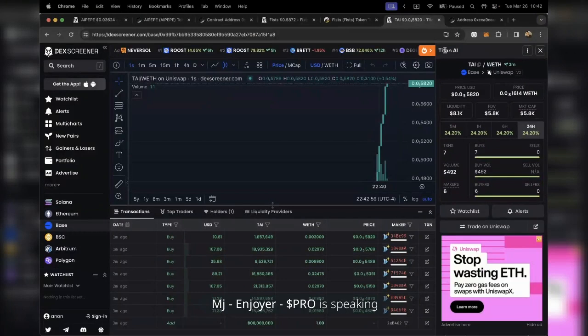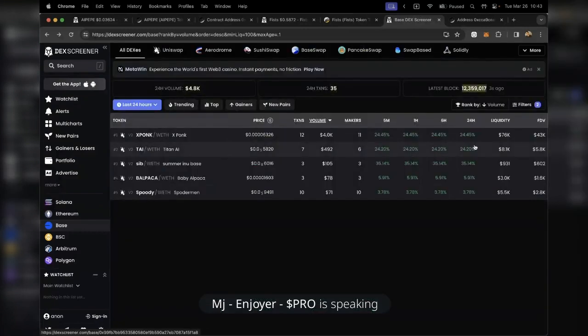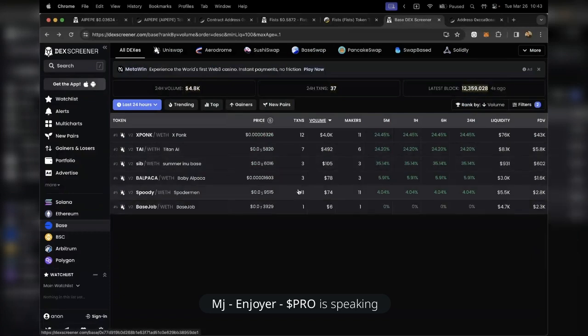And Titan AI isn't exactly a gangbuster's name. There's nothing clever about it in terms of a meme. There's nothing in AI that I can think of that actually is like a Titan AI. That's not like a thing that I know of. So that doesn't seem like much. SIB, Summer Inu Base. That just sounds like shit. Spooderman has already had many coins that have gone crazy with the name Spooderman.